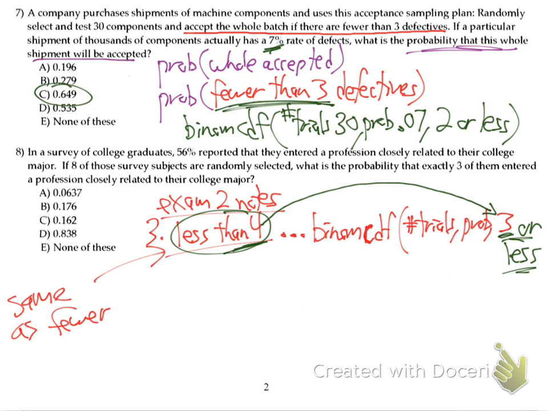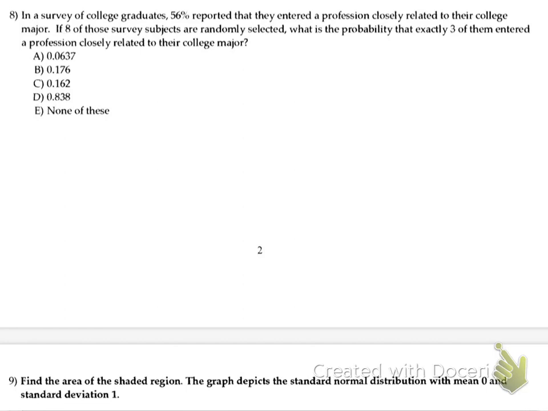All right, I'll move on. The number 8 here. In a survey of college graduates, 56% reported that they entered a profession closely related to their college major. Of 8 of those survey subjects selected, what is the probability that exactly 3 entered? So exactly 3.